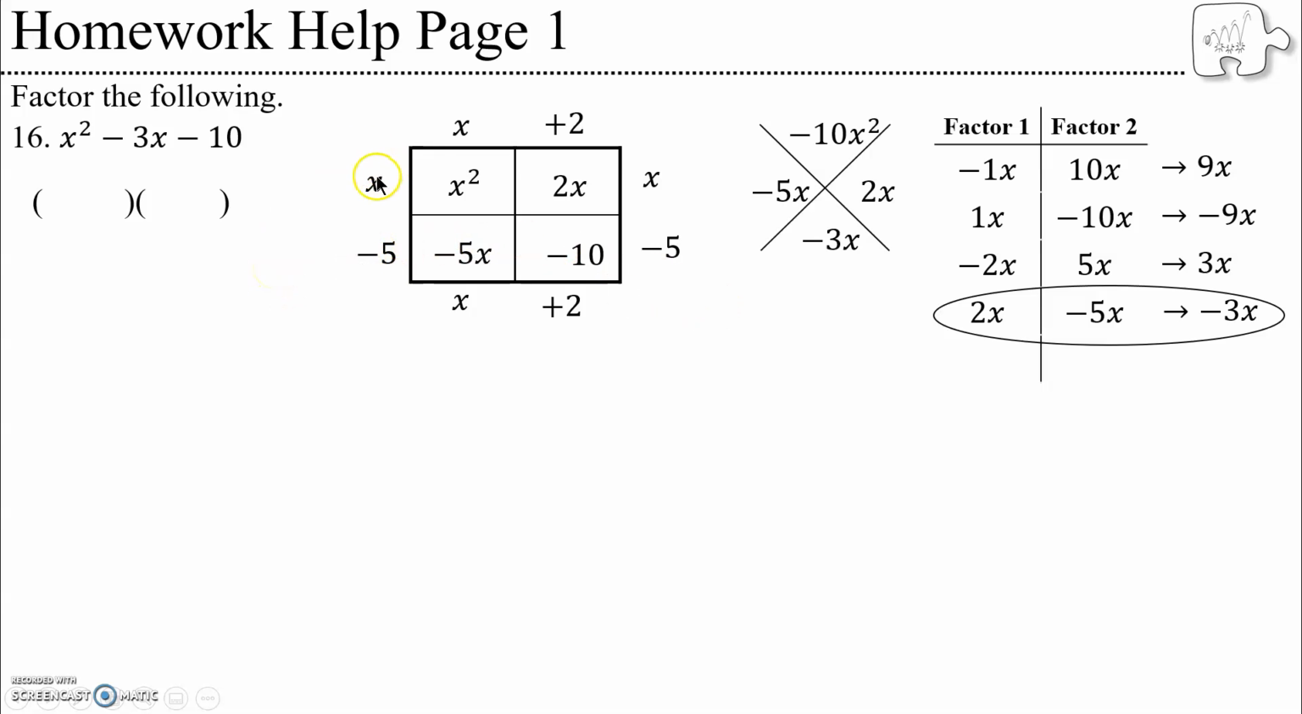So now we've got our length and our width, x plus 2 and x minus 5. We fill it in over here, and we've got our answer.